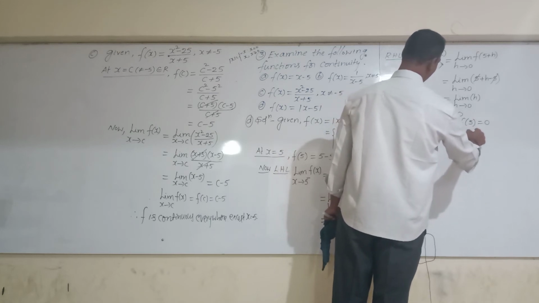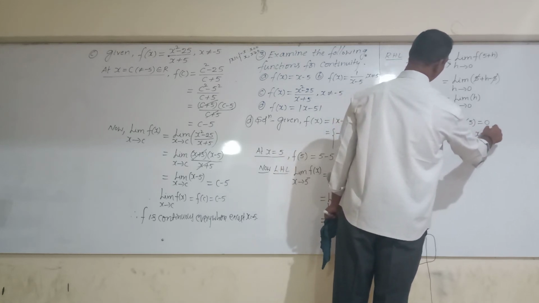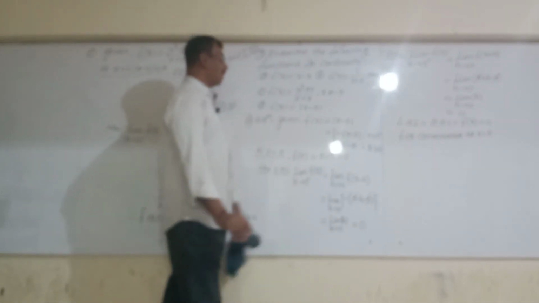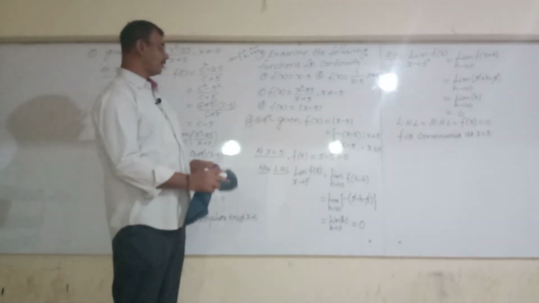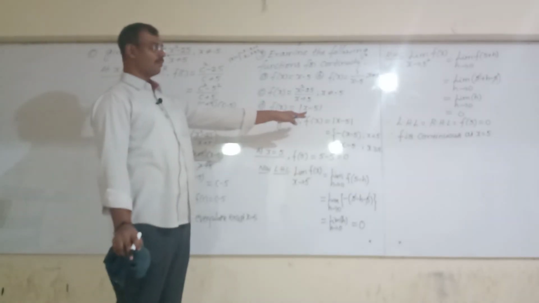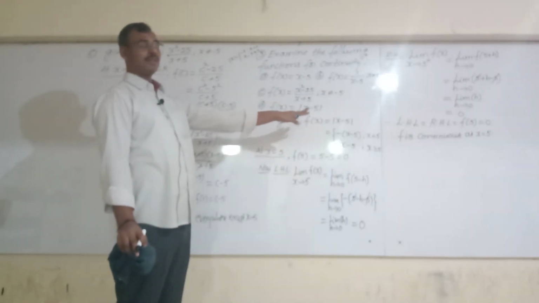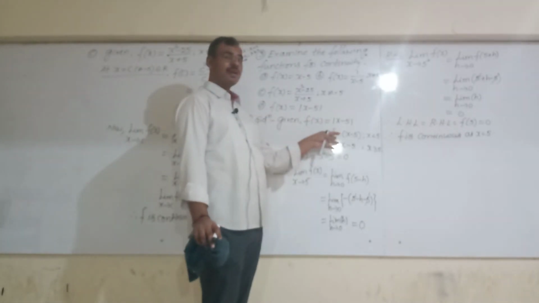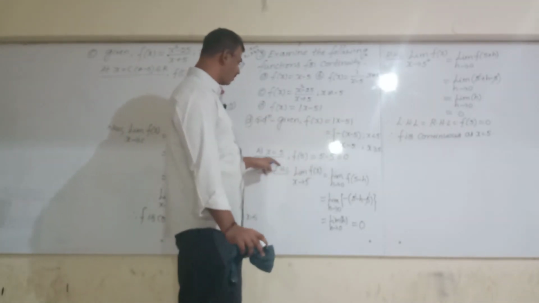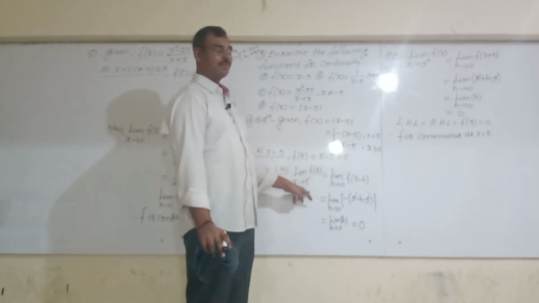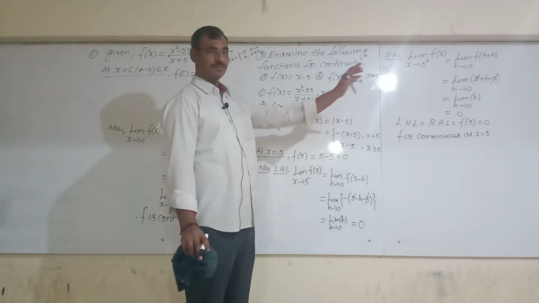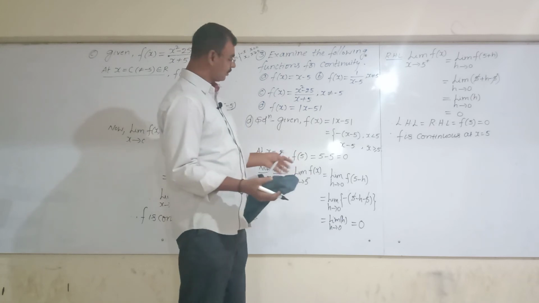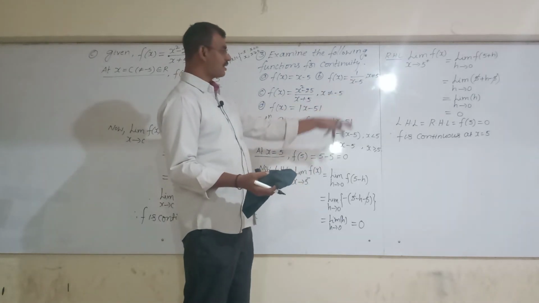F is continuous at x is equal to 5. Whenever there is a modulus function or inequality conditions, first we break into cases. After breaking into cases, we use this method. Throughout the chapter, we are using this method mostly: more than, less than, equality. We examine only these conditions.